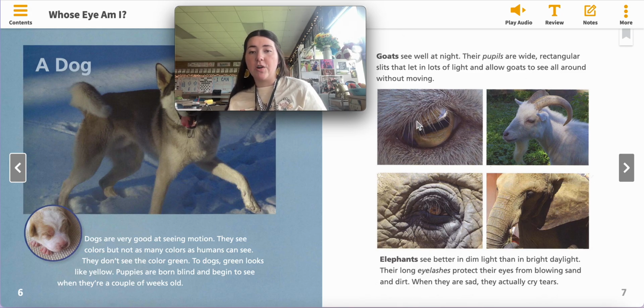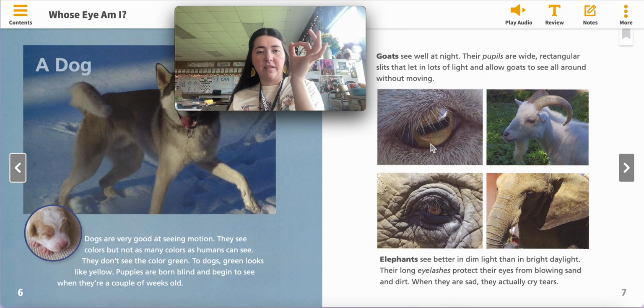So here we have these goats' eyes. They see well at night because their pupils are rectangles. Our pupils are little circles, and there's our rectangles, so they get more light let in, which means they are more able to see at nighttime. And then elephants see better in dim light than in bright light, and they cry actual real tears, which is a little bit sad to me.